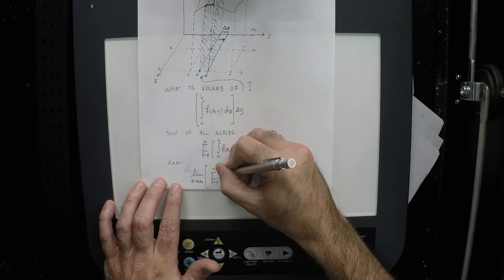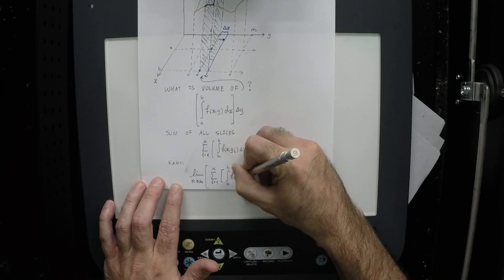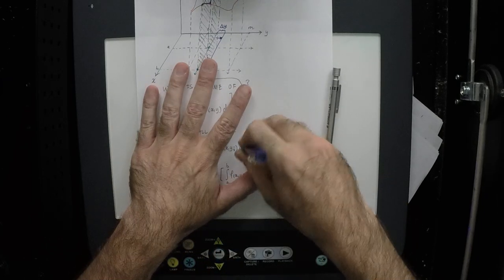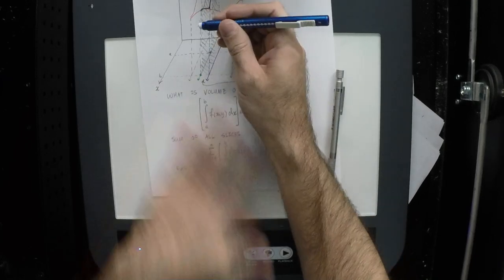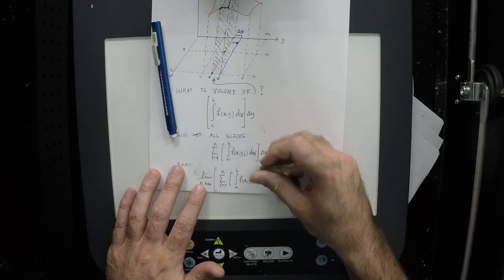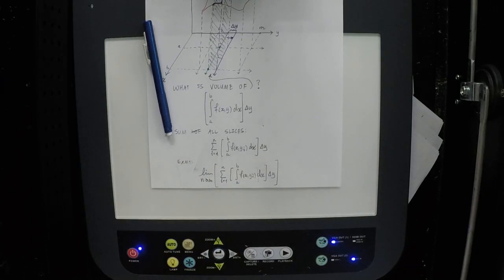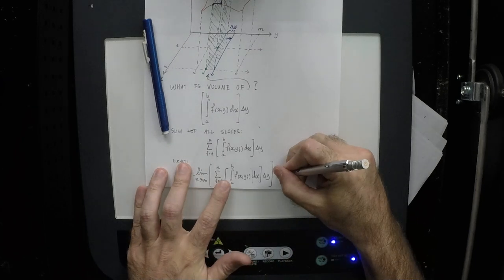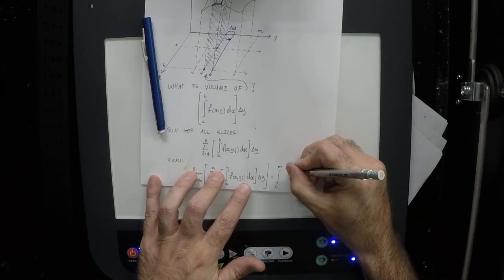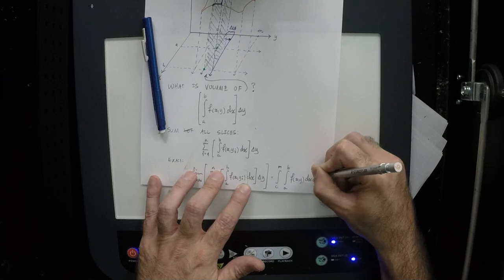from i is 1 to n of the integral from a to b of f of x, y_i, dx. Oh, look, I left off a dx up there, too. dx delta y. So this is the exact answer. But the way that you write that compactly is the integral from c to d, integral from a to b, f of x, y, dx, dy.